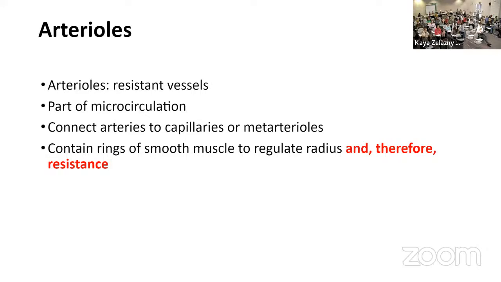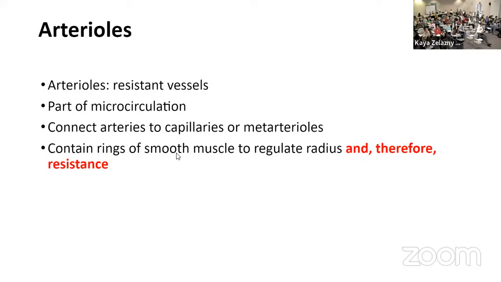So arterioles can control resistance. They can become more or less resistant, therefore affecting blood pressure, because they have rings of smooth muscle. In the walls of the arterioles, we have smooth muscle. We actually even saw in that chart at the beginning, they have some connections to your nervous system, and that's going to be important as we start to talk about regulation.